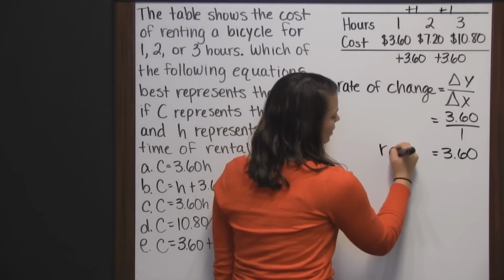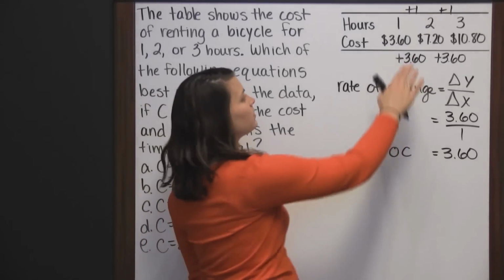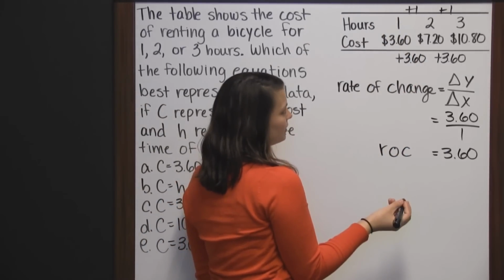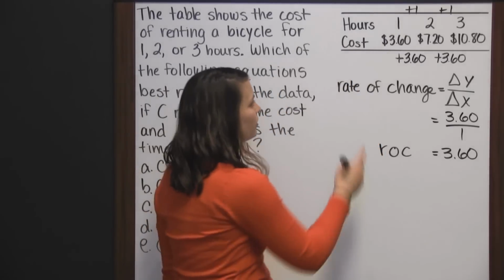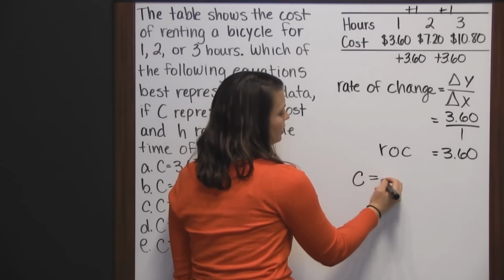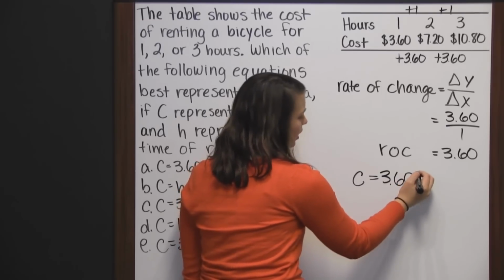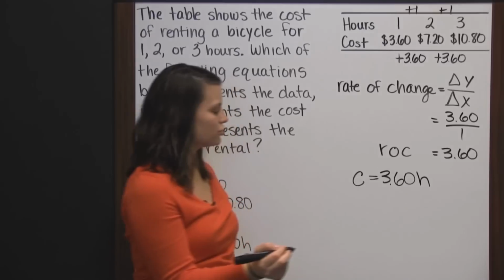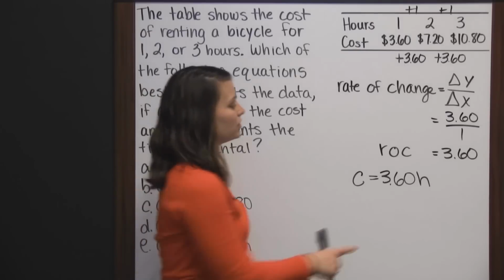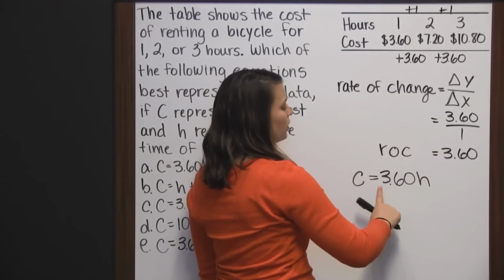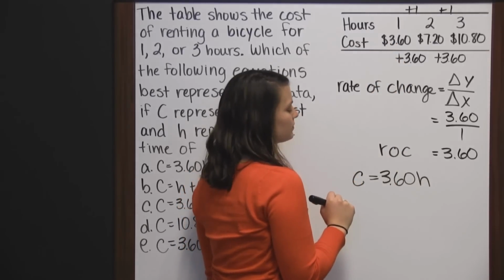And that rate of change is what you're multiplying the independent variable by to get the dependent variable. So I've now found that the cost is equal to $3.60 times my independent variable of H. And then we can check and see if it works. So let's replace H with 1. $3.60 times 1 is $3.60.